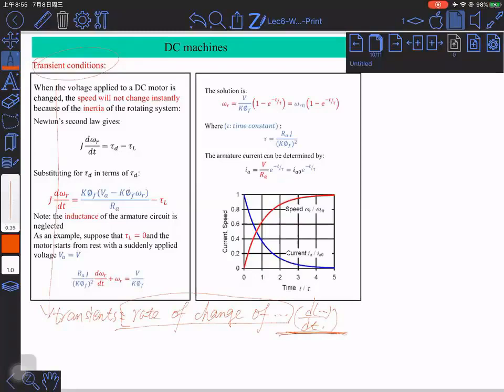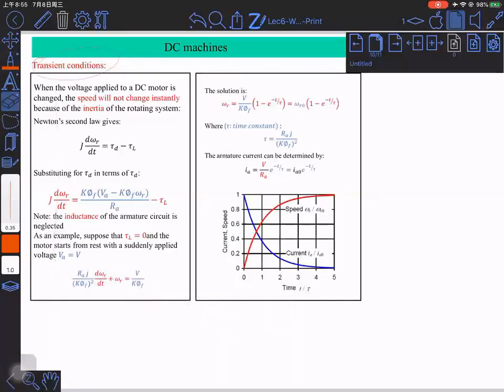Now, let's take the speed as an example, I mean, the rate of change of the speed. Assume that now we have a voltage applied to the DC machine. And do you think we can instantaneously change the speed? No. The speed of the machine will not change instantaneously, no matter whether it's a DC machine or an AC machine, because whatever the machine is, we have an inertia.